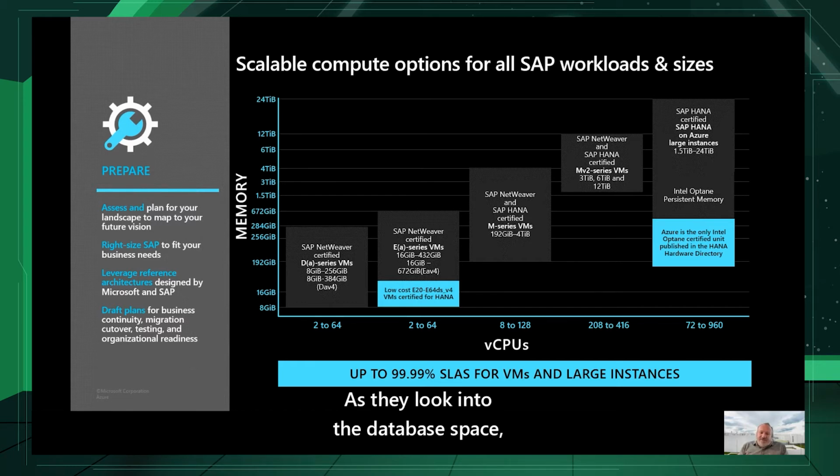As we look into the database space, traditional databases, we often see customers using our E-series, where we also have some of the SKUs certified for HANA, but usually that's where you can run mid-range systems, somewhere units that deliver you around 70, 80, 90,000 SAPS already, so quite beefy to a degree. Memory up to 672 gigabyte here.